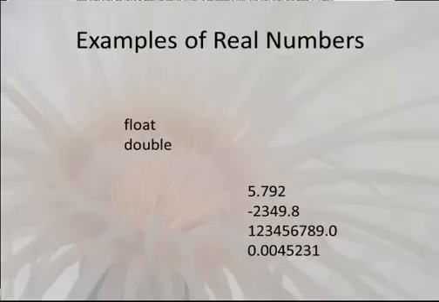The numbers shown are examples of what can be stored in the different real number data types. Note that they do have a decimal point, consistent with how they are used in math. And once again, no commas are allowed to separate digits in groups of 3.